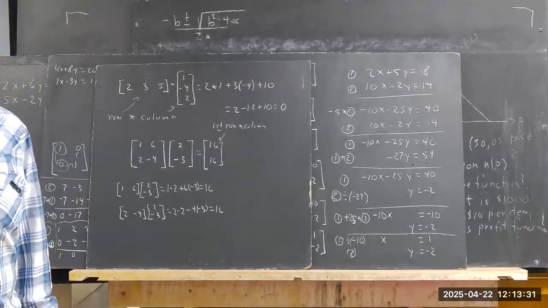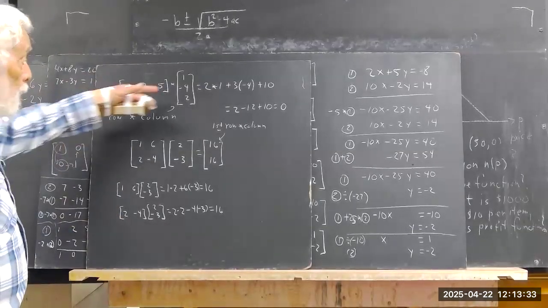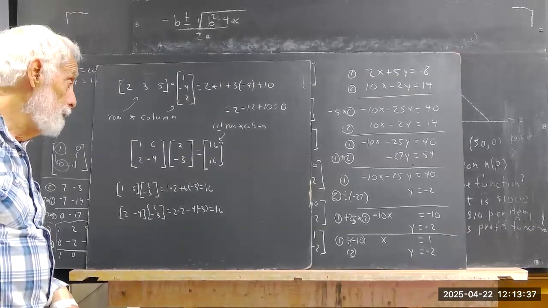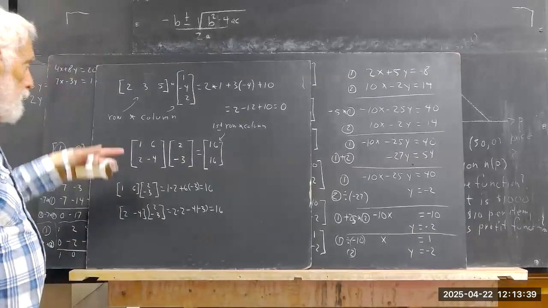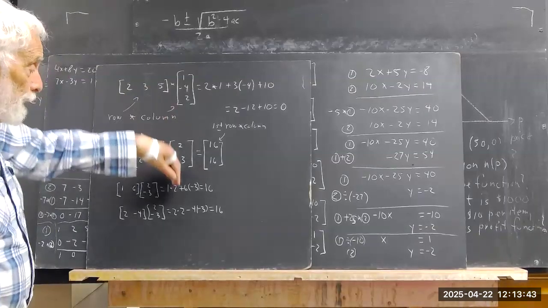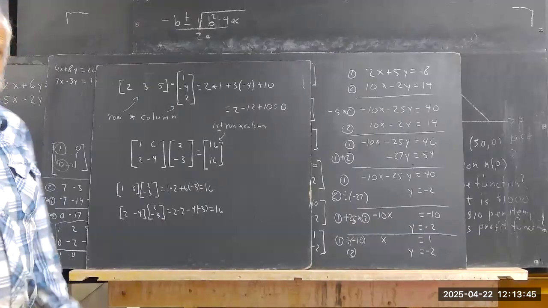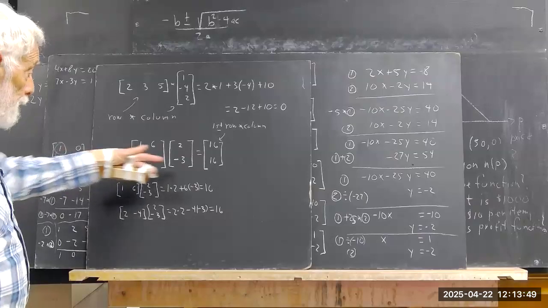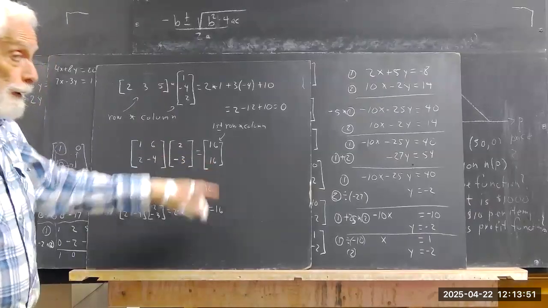Does that make sense? If I can multiply a row by a column, then I can multiply a matrix consisting of 2 rows by a column. I just multiply the first row by the column and put it first, multiply the second row by the column and put it second.